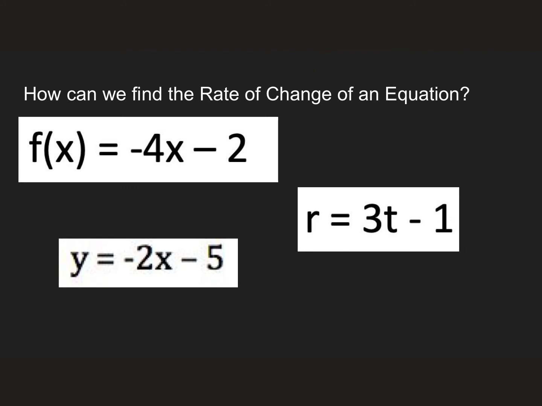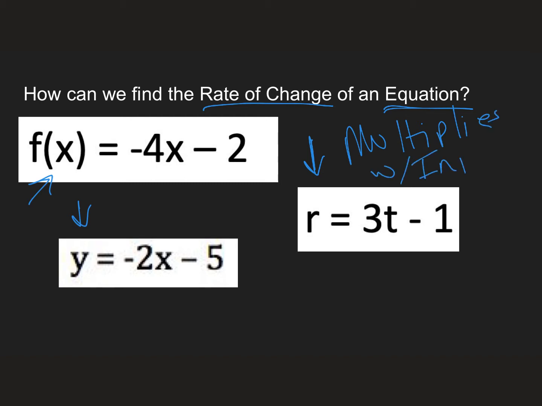So first, how can we find the rate of change of an equation? When we're looking at equations, even this one right here is written in function notation, this one's not. This one is a function even though it's got r and t instead of x. So your rate of change multiplies with your input or your independent variable.